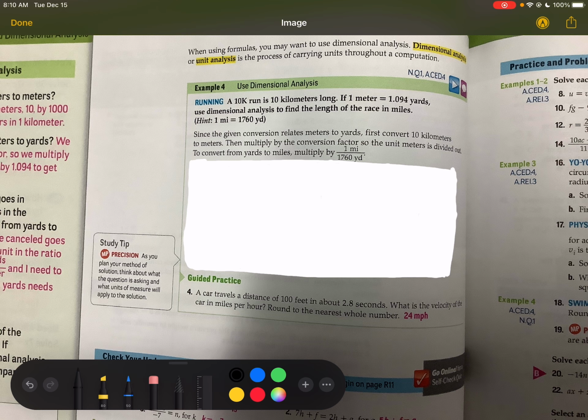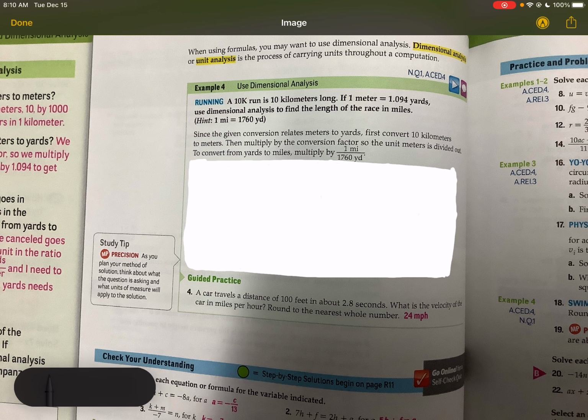So here's what we're going to do. We are going to start with that 10 kilometer run, or a 10 kilometer run, whatever way. And I'm just going to set that over 1 because we're going to use a lot of fractions here. And this is where those proportions and ratios come into play that we were talking about last week.